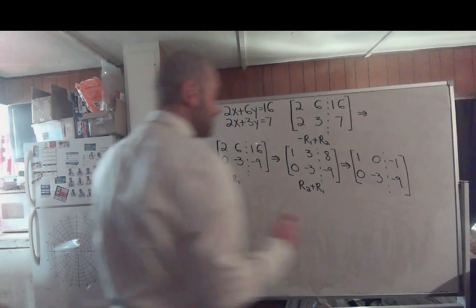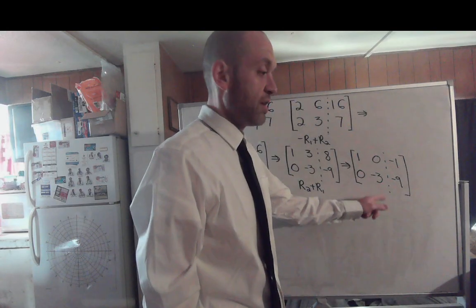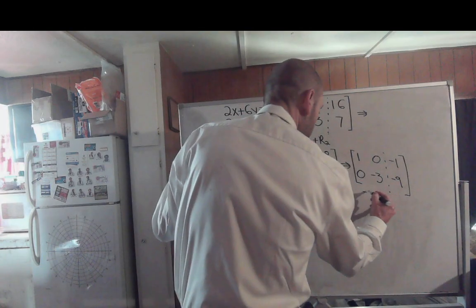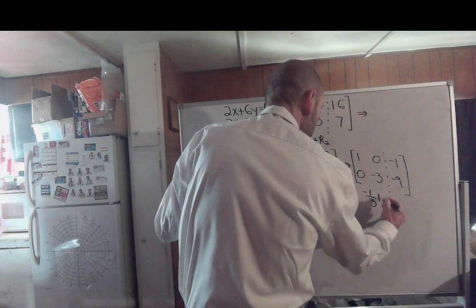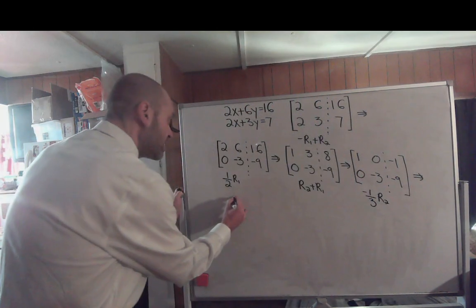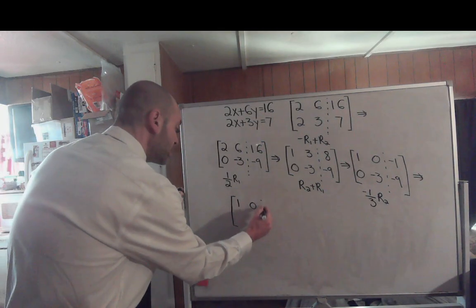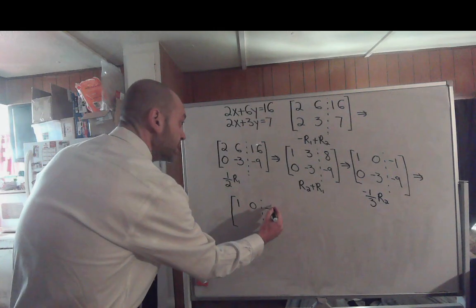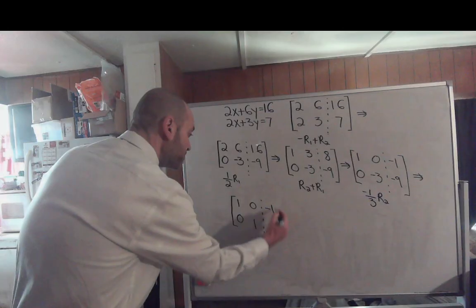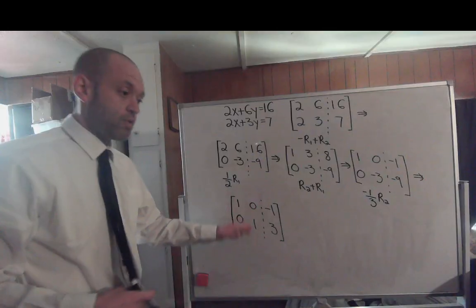Now the only thing left to do is make the leading coefficient, or the leading digit of row 2 a 1. I just got to take negative 1/3 of row 2. If I decided to do that, I would end up having 1, 0, negative 1, 0, 1, and 3. So now I have a matrix in reduced row echelon form.